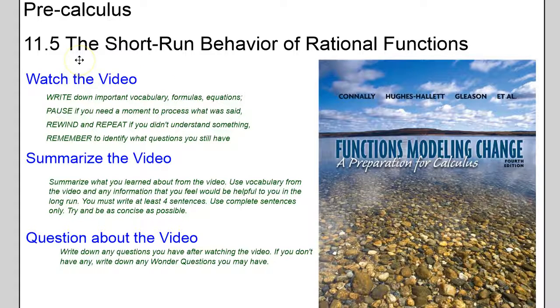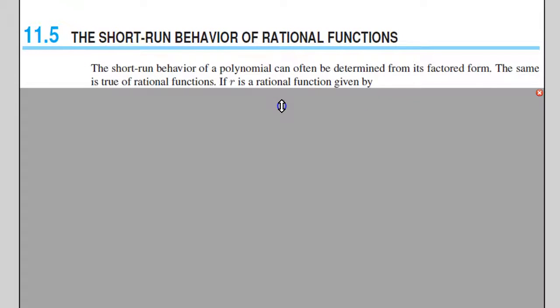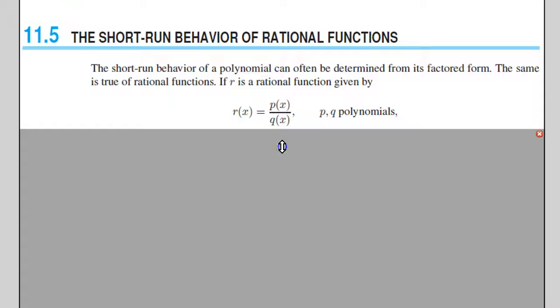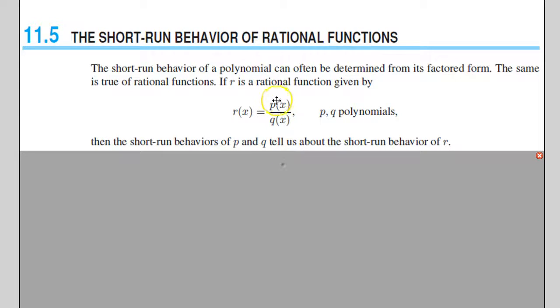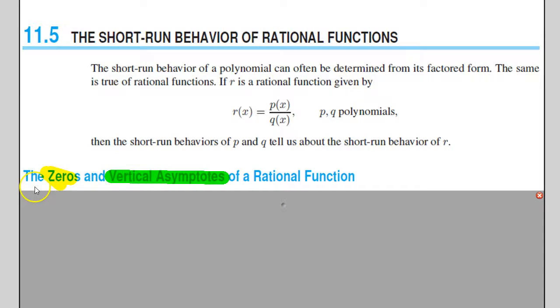Today we're going to be continuing our discussion of rational functions, but looking at the short run behavior of rational functions. Now, as you recall, rational functions are the quotient of two polynomial functions, and so the short run behavior of rational functions can be determined from the short run behavior of the polynomial functions that make up the rational function. So let R be a rational function with polynomial p of x and q of x in the numerator and denominator respectively. The short run behaviors of p and q will tell us about the short run behaviors of R. Which short run behaviors? I'm glad you asked. The first ones we're going to look at are the zeros and the vertical asymptotes.